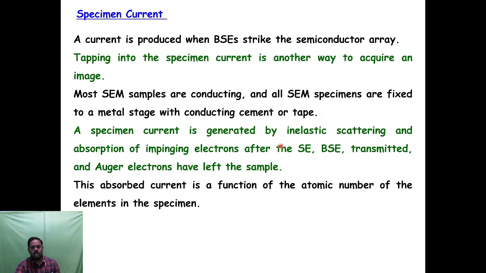A specimen current is generated by inelastic scattering and absorption of impinging electrons after the secondary effects. So after the production of these secondary effects, a specimen current will be generated by the inelastic scattering. That current is a function of the atomic number of the elements in the specimen. So there are a lot of factors. When the backscattered electrons strike the semiconductor array, there will be a production of specimen current, depending on the secondary effects, for example, secondary electron, backscattered electron, Auger electron. So that absorbed current depends on the atomic number of the elements present in the sample.